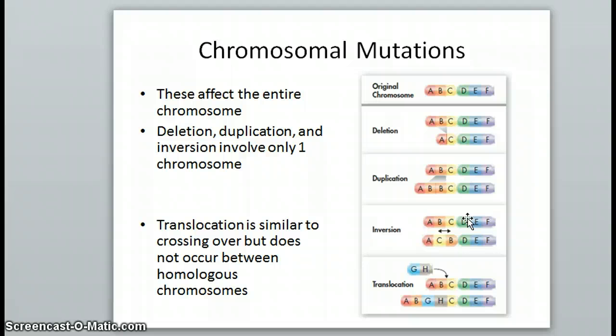Finally, translocation is when a section from another chromosome, not a homologous chromosome, a totally different one, attaches to the chromosome that it doesn't belong to.